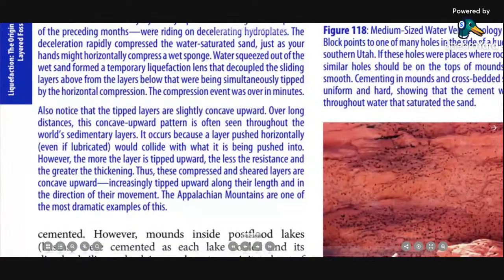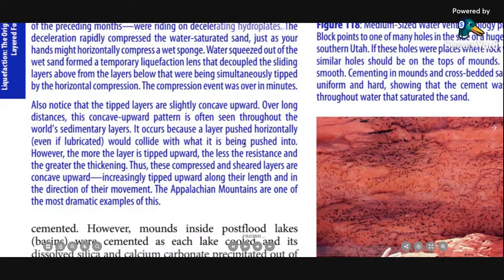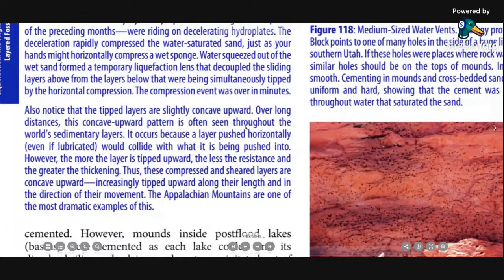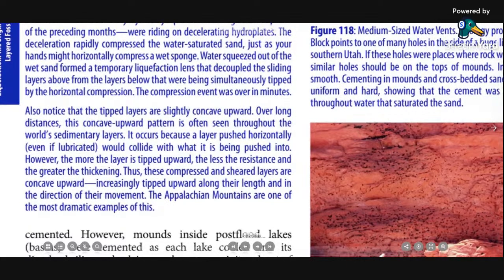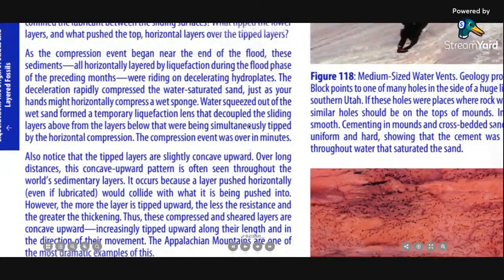It occurred because a layer pushed horizontally, even if lubricated, would collide with what it is being pushed into. However, the more the layer is tipped upward, the less the resistance and the greater the thickening. Thus, these compressed and sheared layers are concave upward, increasingly tipped upward along their length in the direction of their movement. The Appalachian Mountains are one of the most dramatic examples of this.